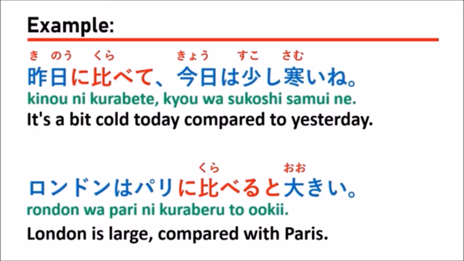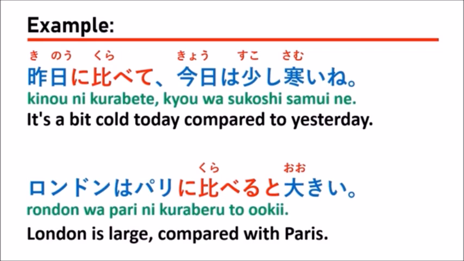For the first sentence, you see that they use 昨日. 昨日 means yesterday. 昨日に比べて means compared to yesterday. And 今日は少し寒いね means today is a bit cold, right? Or, it is a bit cold today.